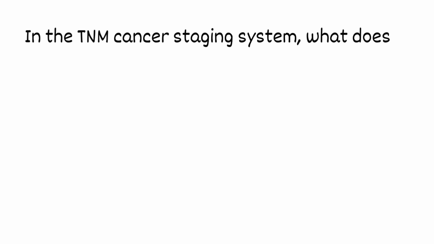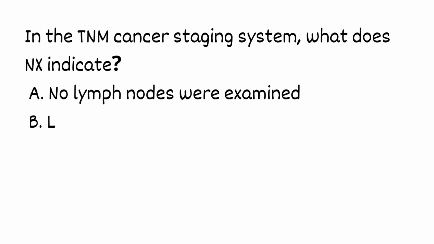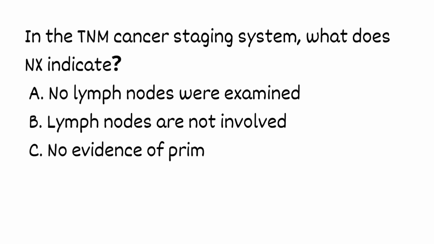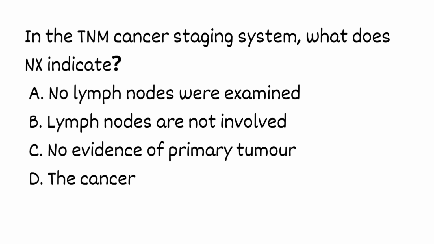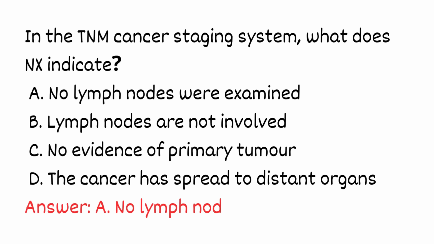In the TNM cancer staging system, what does an X indicate? A. No lymph nodes were examined. B. Lymph nodes are not involved. C. No evidence of primary tumor. D. The cancer has spread to distant organs. Answer, A. No lymph nodes were examined.